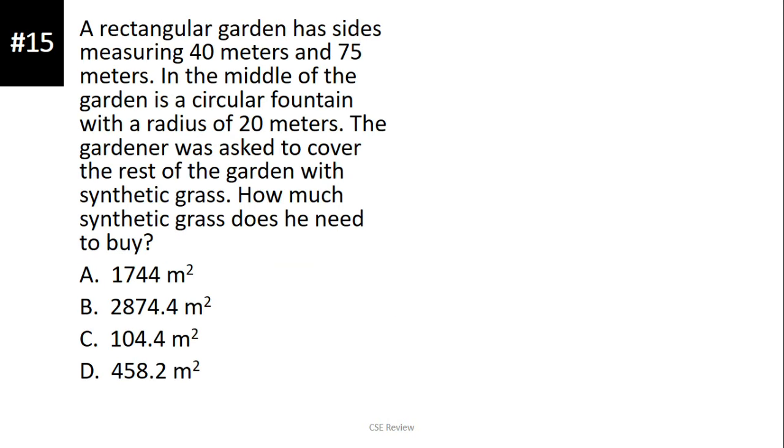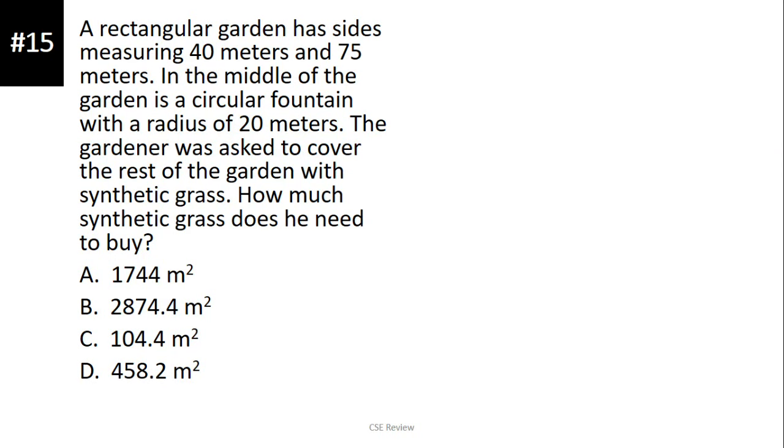Okay? Next, number 15. A rectangular garden has sides measuring 40 meters and 75 meters. In the middle of the garden is a circular fountain with a radius of 20 meters. The gardener was asked to cover the rest of the garden with synthetic grass. How much synthetic grass does he need to buy?